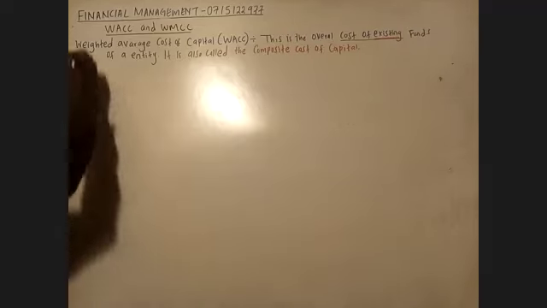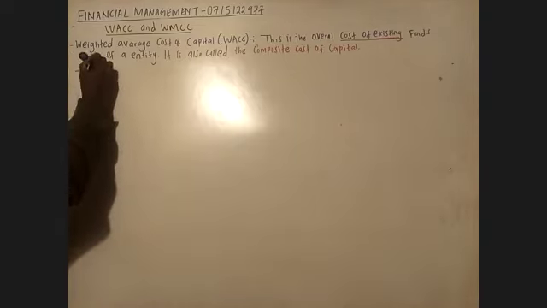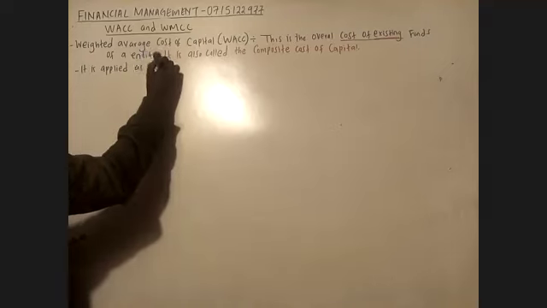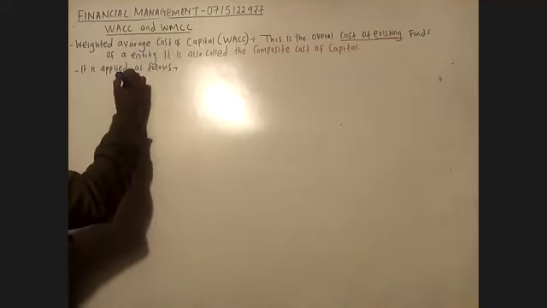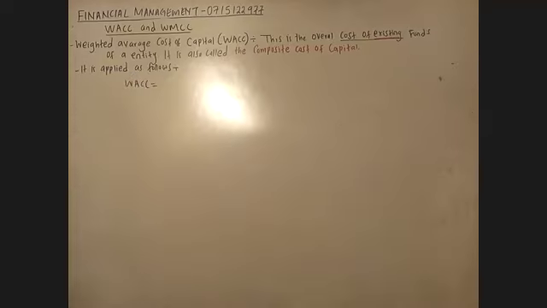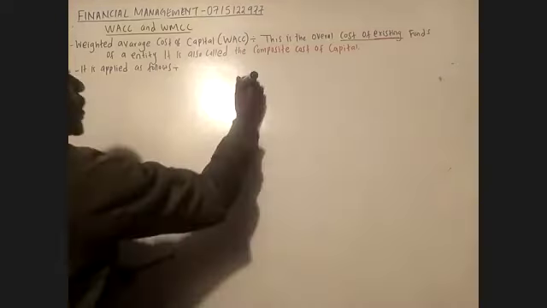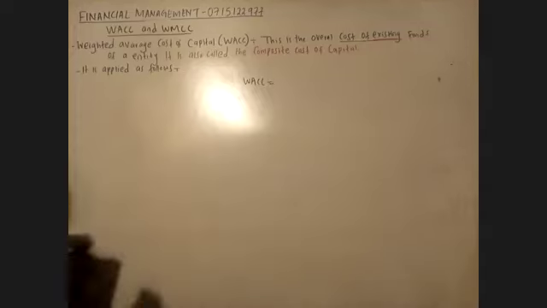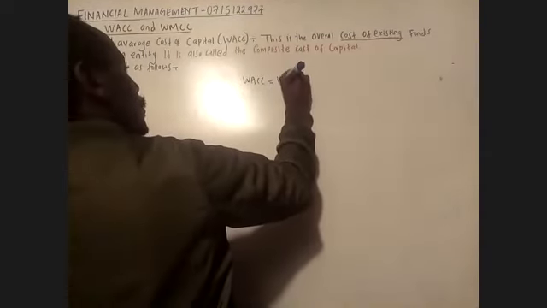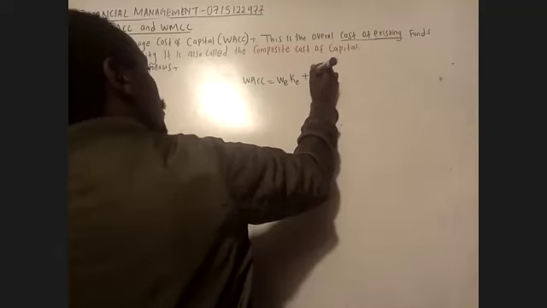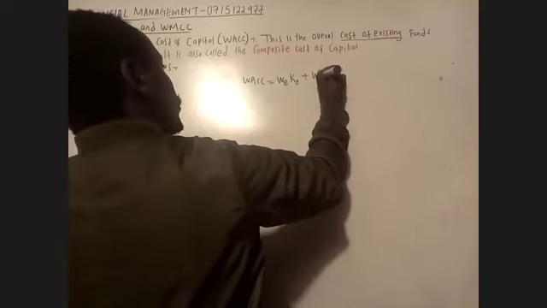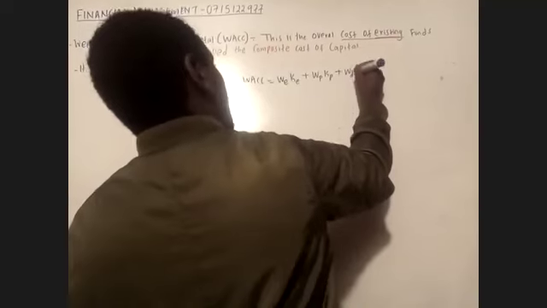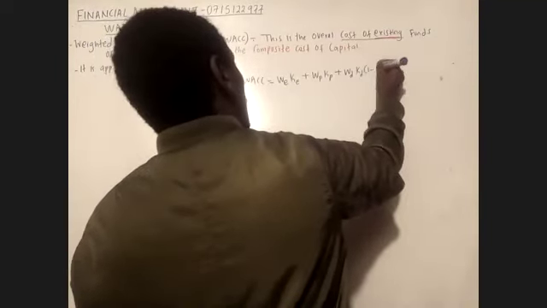It is applied as follows. So WACC, how do we find WACC? It is the weight of E, KE, and then weight of P, KP, plus weight of D, KD, 1 minus T.